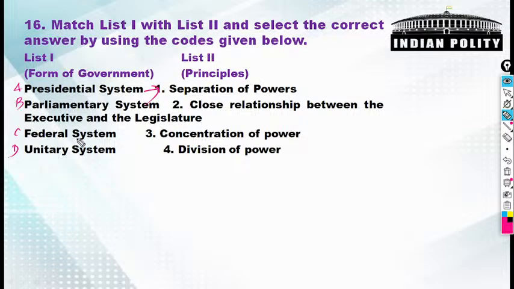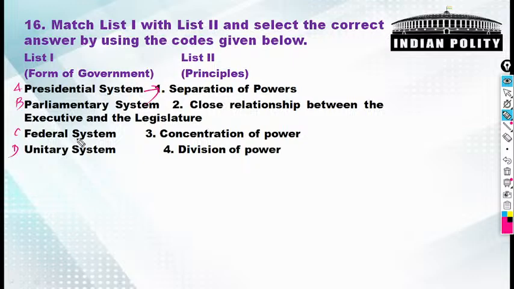But in a parliamentary system, although separation of power exists, because separation of power is a cardinal principle of democracy, professed by Montesquieu, and it holds a significant place in a democratic state. But in a parliamentary system, the executive and the legislature are close to each other. The members of the executive are the members of the legislature, and the executive is collectively responsible to the legislature for its acts of omissions and commissions.